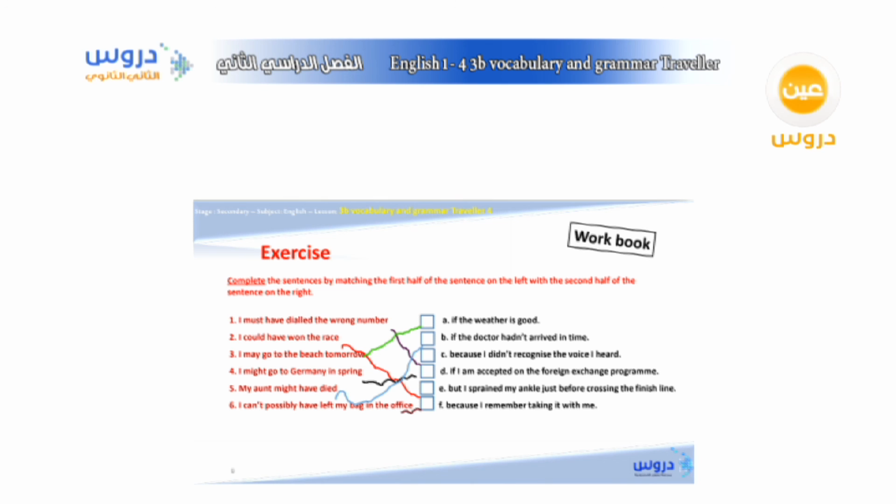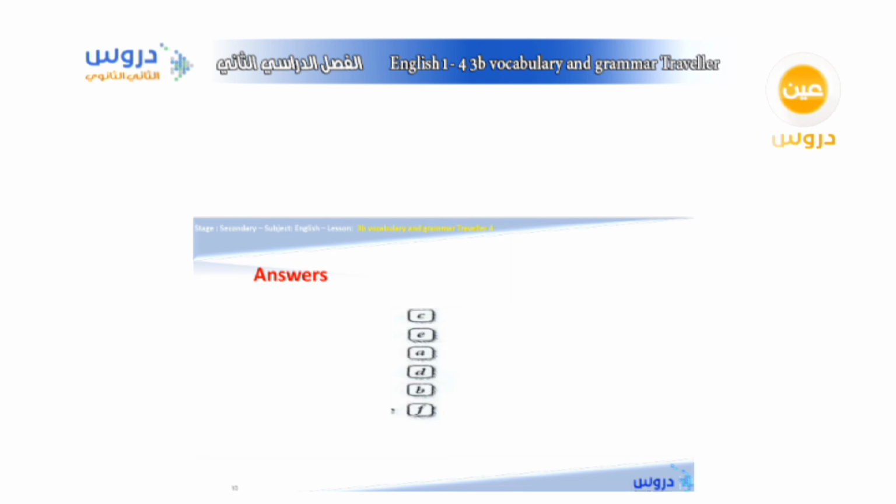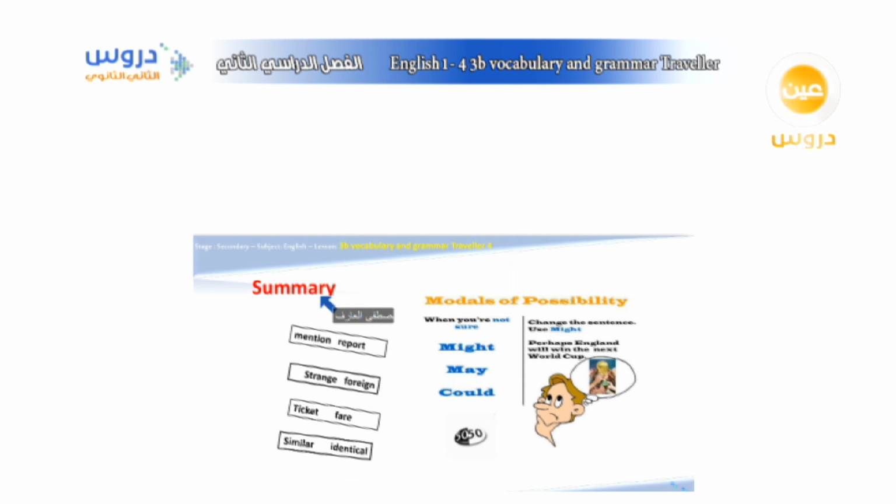We have talked about some confusing words. Words that almost have the same meaning, but they are used in different ways, like mention and report, strange and foreign, ticket and fare, similar and identical. And we talked about degrees of obligation, like must is stronger than had to and have to, and then might and may and can and could, and how we use them to express possibility, suggestion, permission, request, and how we use them in the negative.